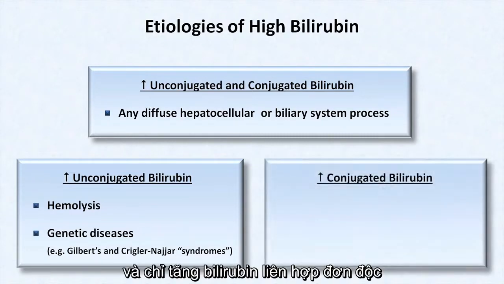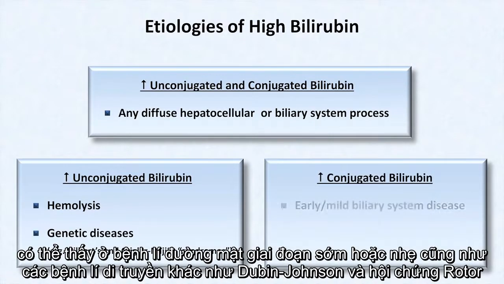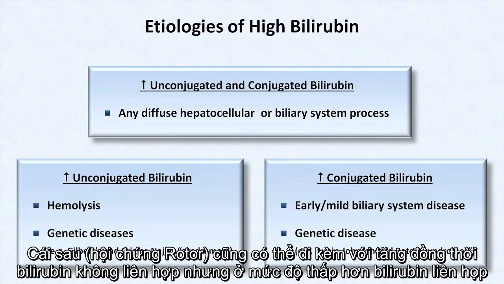An isolated increase of conjugated bilirubin can be seen in early or mild biliary disease, as well as in two other genetic conditions, the Dubin-Johnson and Rotor syndromes, the latter of which can also be associated with a concurrent increase in unconjugated bilirubin, but to a lesser extent than conjugated.